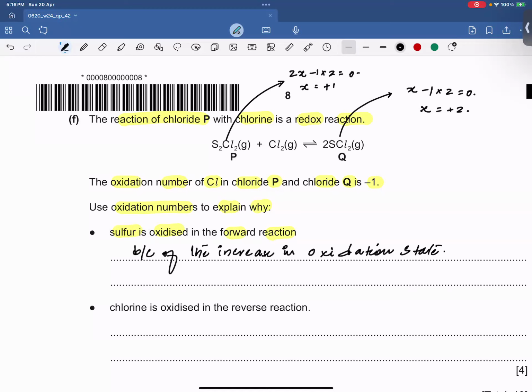And when an increase in oxidation state takes place, loss of electron also takes place. Also, during the reaction, sulfur loses electrons, which is why its oxidation state increases from +1 to +2.